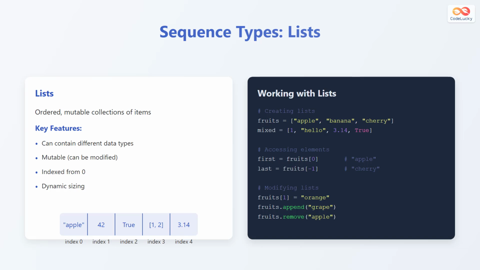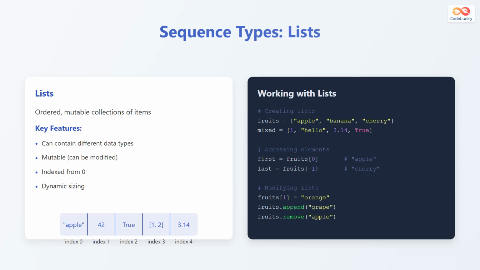In the visual representation, you can see a list containing various data types such as the string apple, the integer 42, the Boolean True, another list containing 1 and 2, and the floating point number 3.14. Each element has an index starting from 0.